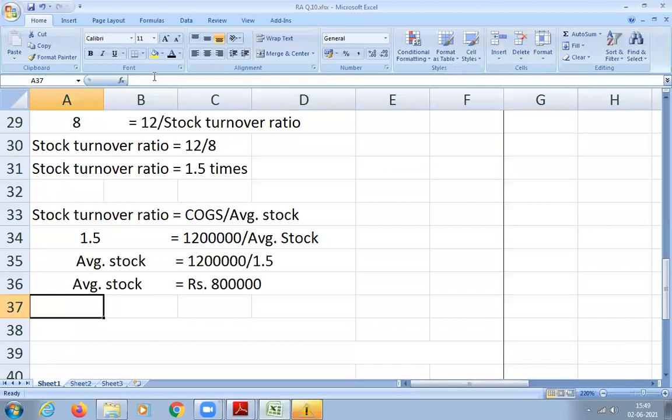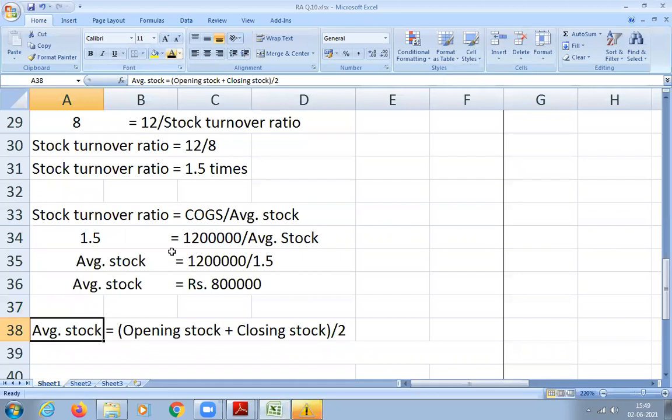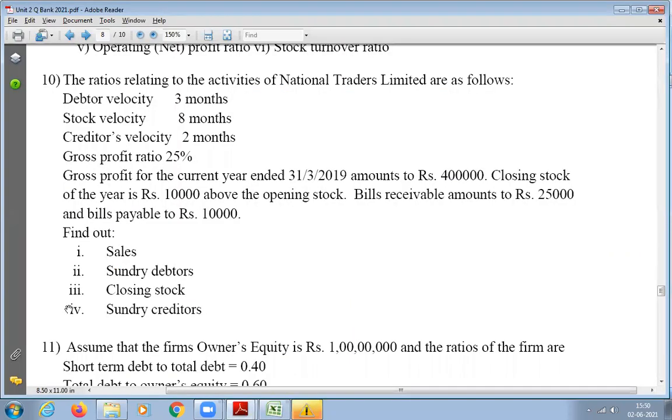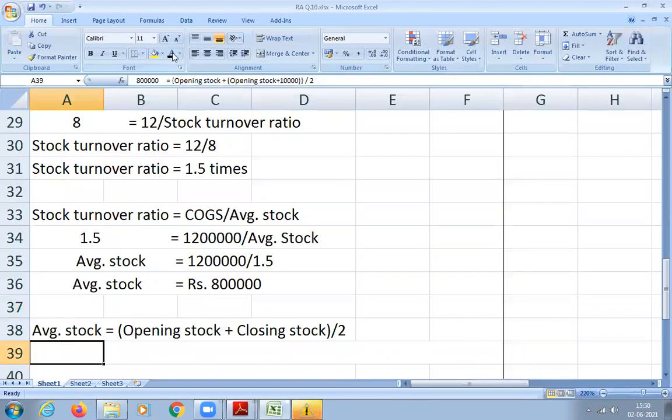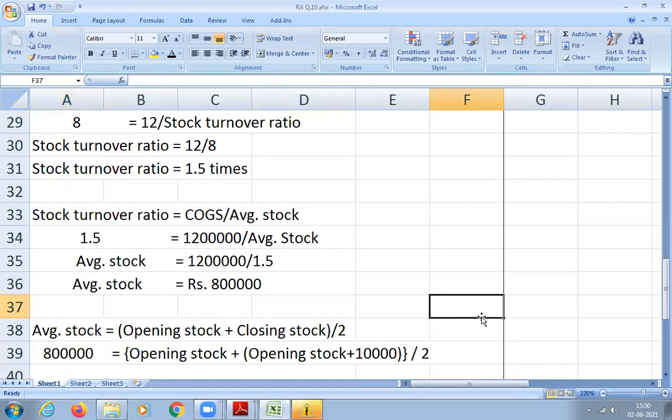Very simple. So apply the average stock formula. What is the average stock formula? Opening stock plus closing stock divided by 2. I know average stock is 8 lakhs, so I can write it on the left hand side. Opening stock I don't know, we'll write as it is. And closing stock I know is opening stock plus 10,000. Okay, let us write it the same. So 8 lakhs is equal to opening stock plus closing stock, which is nothing but opening stock plus 10,000. That is why I put it in the bracket. The bracket is closing stock, divided by 2.